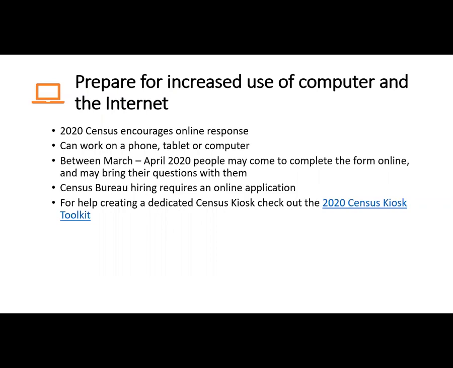So as part of a promotion strategy to get people aware of the census, a kiosk might be a good idea. I've included a link on this slide to the 2020 Census Kiosk Toolkit by an organization called Next Generation Cities. They have good advice about how you might go about setting up a kiosk in your public organization.